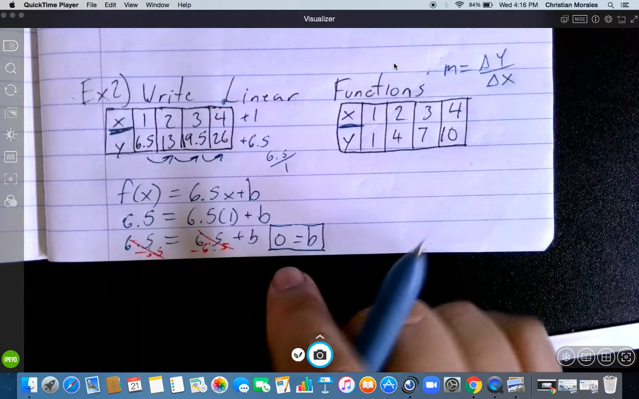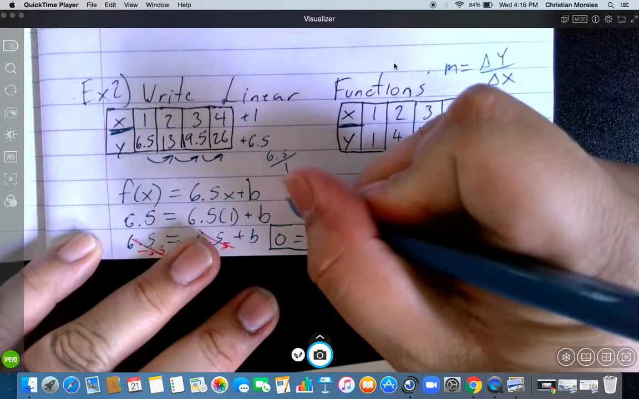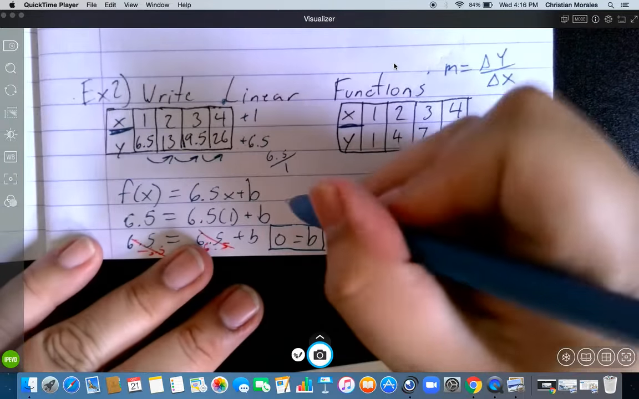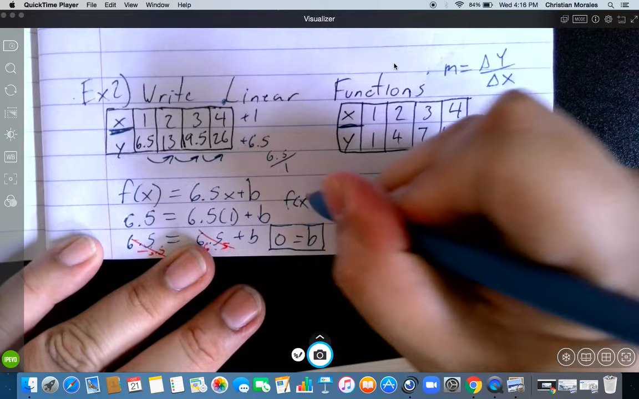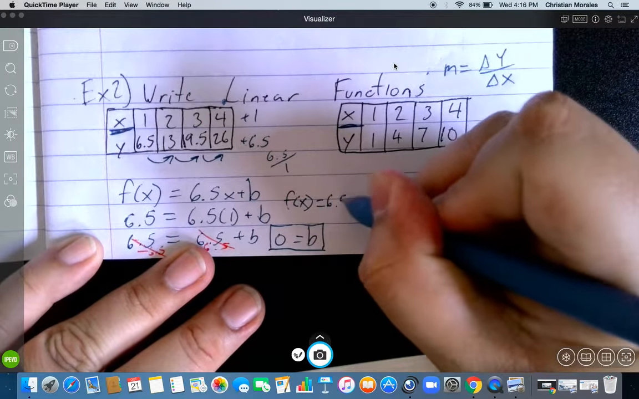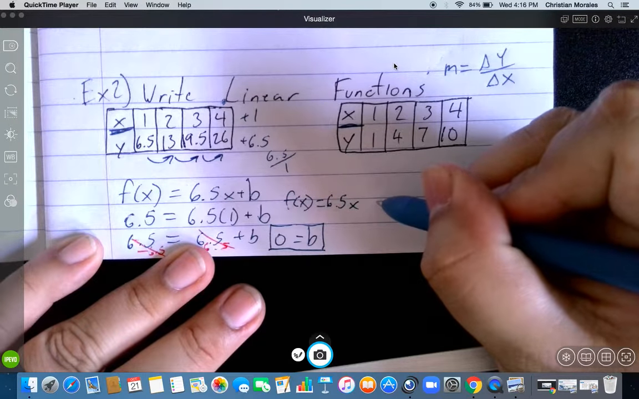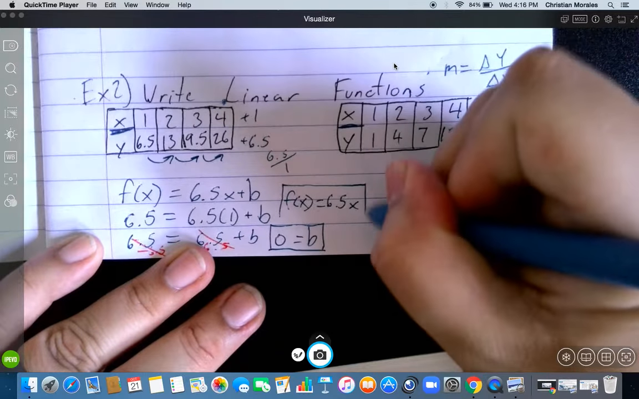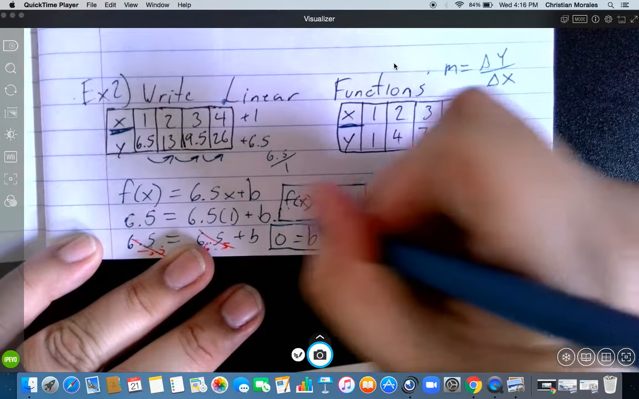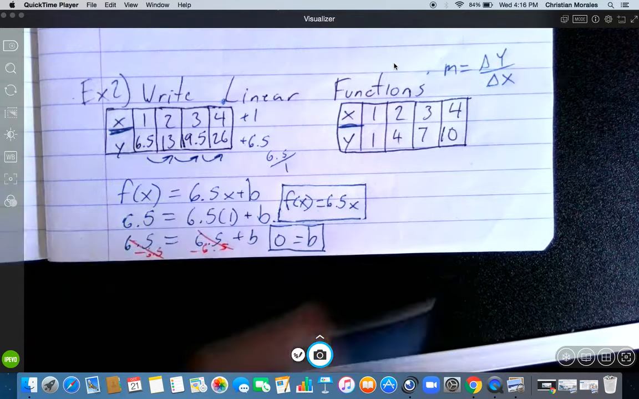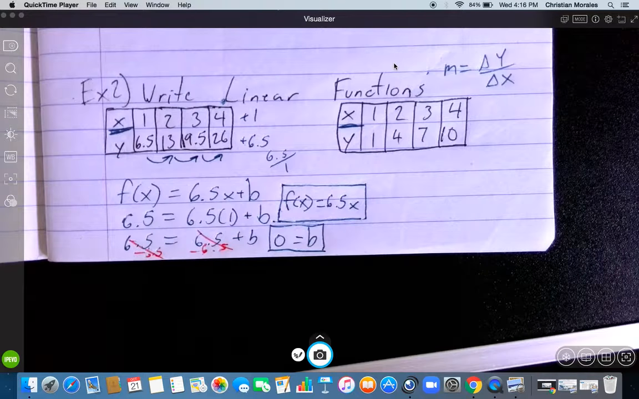All right, so what does the function look like for this? Well, if I'm going to write the function down, here's my answer. We're going to run out of space. F of x equals 6.5x plus 0. Actually, I don't need to put that. Because it's a 0, I don't need it. I can just leave it like that, 6.5x. That's my function. Okay, let's do the next one.